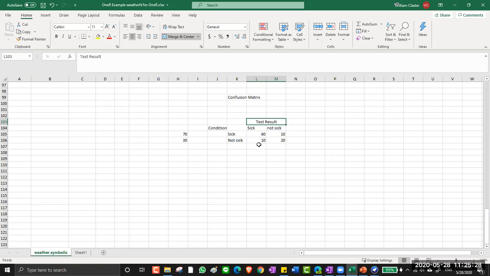Yes. So this is also a confusion matrix. Now, what's the error here? Or what's the accuracy? Let's say, what's the accuracy?